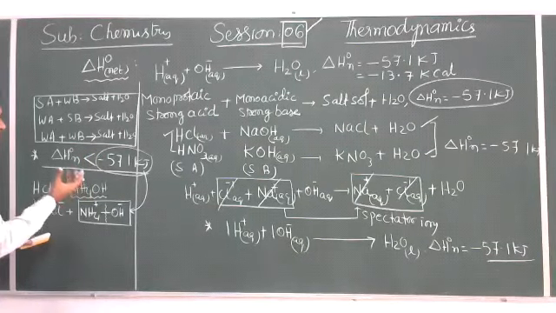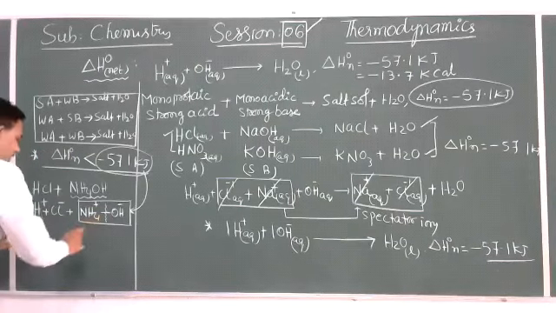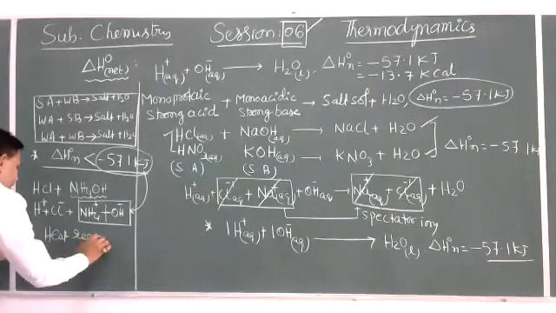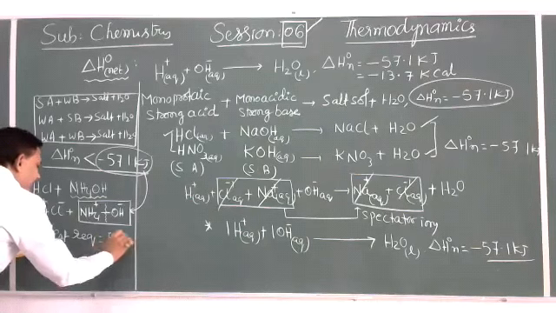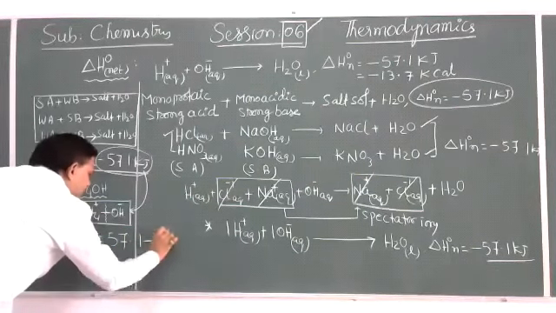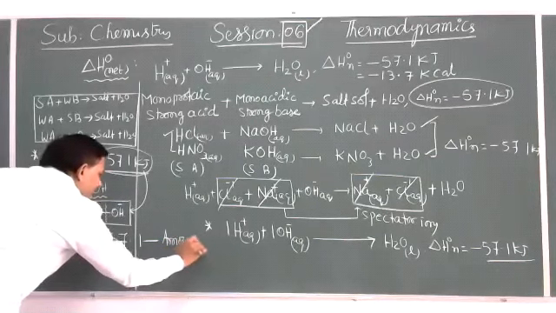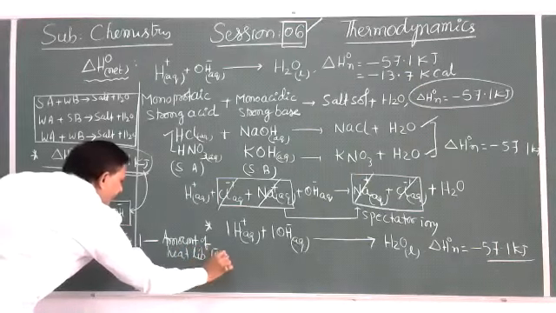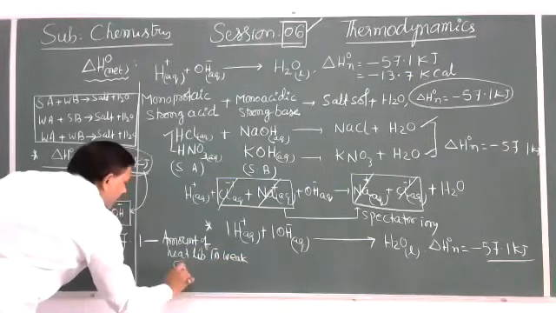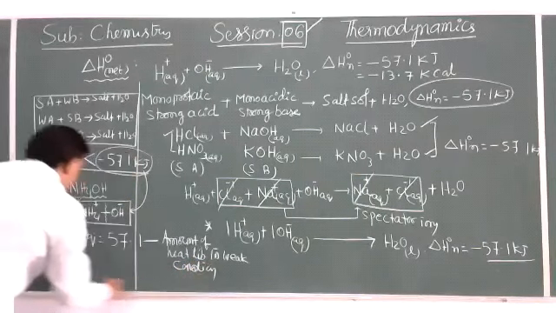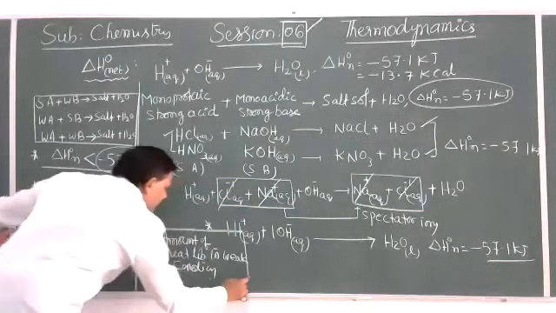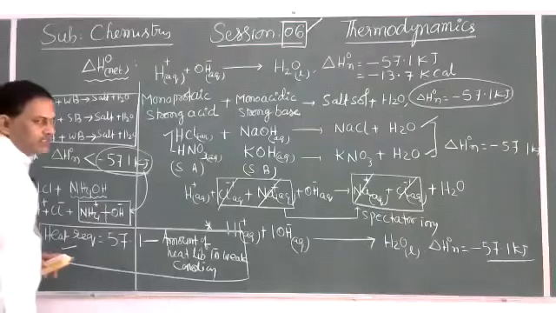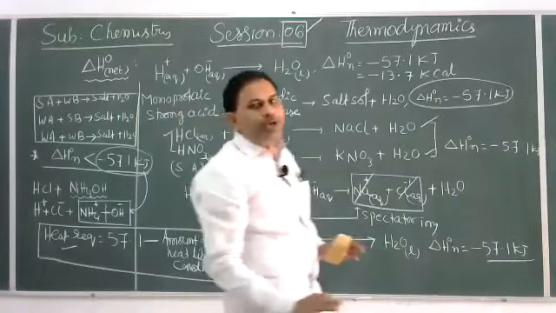How much heat is required? That means the heat required is 57.1 minus the amount of heat liberated in the weak condition, or in the neutralization. This is the formula to calculate how much heat is required to ionize weak electrolytes. So, very, very important concept this is.